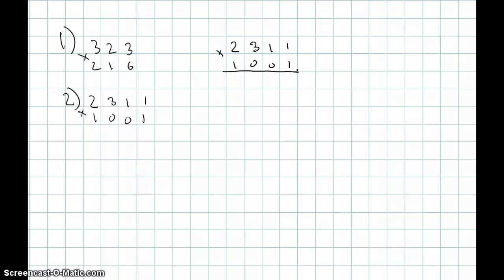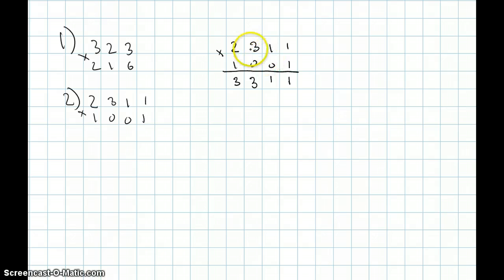So here what we do is we do 1 times 1, which is 1. 1 times 1, which is 1, plus 1 times 0, which is 1. 1 times 3 is 3. Plus 1 times 0 plus 1 times 0 is 3. 1 times 2 is 2. Plus 1 times 1 is 3. Plus 0 plus 0, so it'll be 3.